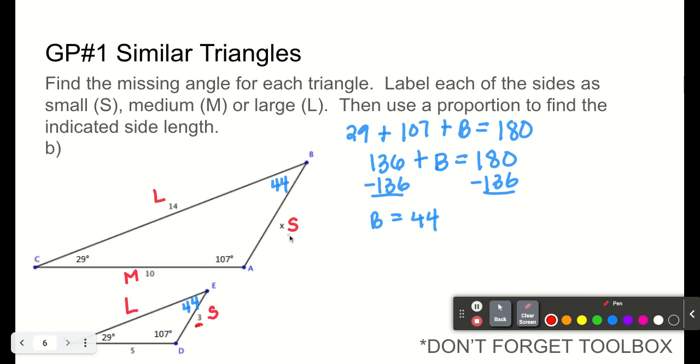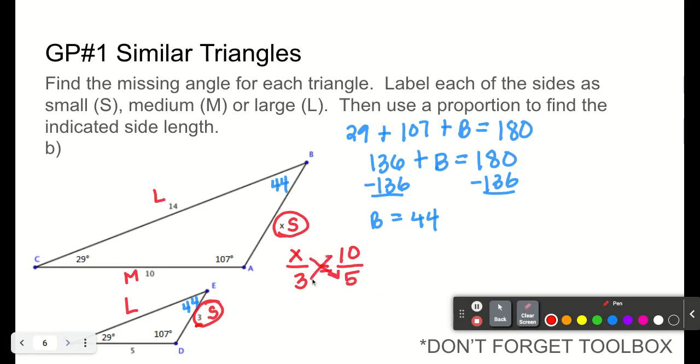So we set up our proportions. The side we're looking for is the small side. So I'm going to do X divided by 3. So the larger triangle on top, the smaller triangle on the bottom is equal to. Now for the second proportion, because we don't have the measure of this large side, we cannot use it. So we're going to have to use the medium side, large triangle on top, 10 divided by smaller triangle on the bottom, which is 5.